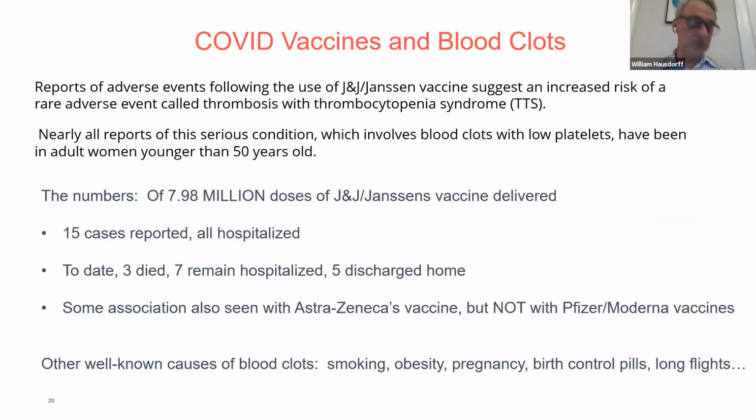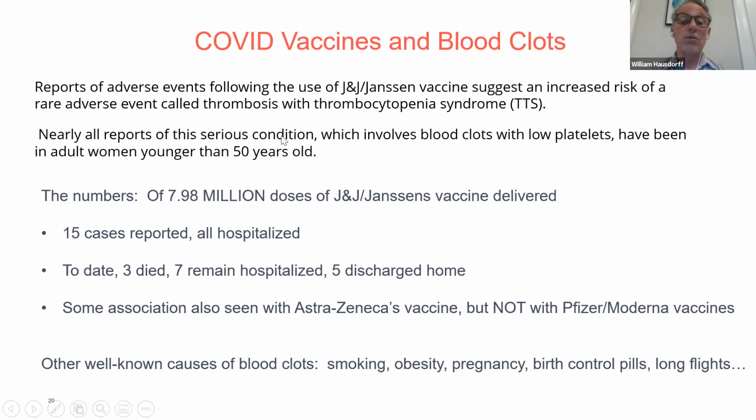So let's talk in the last couple of slides about blood clots, because this is in the news, COVID vaccines and blood clots. Let me give you a little background. Reports have suggested that following the use of the Johnson & Johnson vaccine, an increased risk of a rare adverse event called thrombosis with thrombocytopenia syndrome, which really means blood clots with low platelets. That's weird because platelets help you clot. You'd think if you have low platelets, you wouldn't clot very much, but they do. Let me give you a few facts about it.